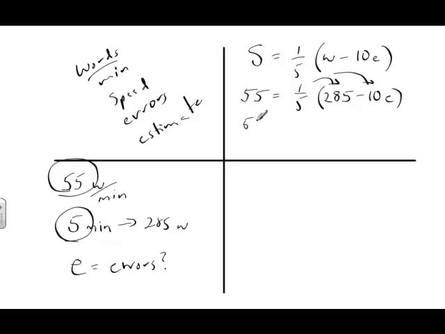So we got 55 equals 1/5 of that. Well, 1/5 of 285, we're just going to divide by 5, so that's going to be 57. I'll help you out there. Okay, minus, what's 1/5 of 10? Because remember, distribute the 1/5, right? And then there's E. Now look how easy this is. That's just a 2-step equation.